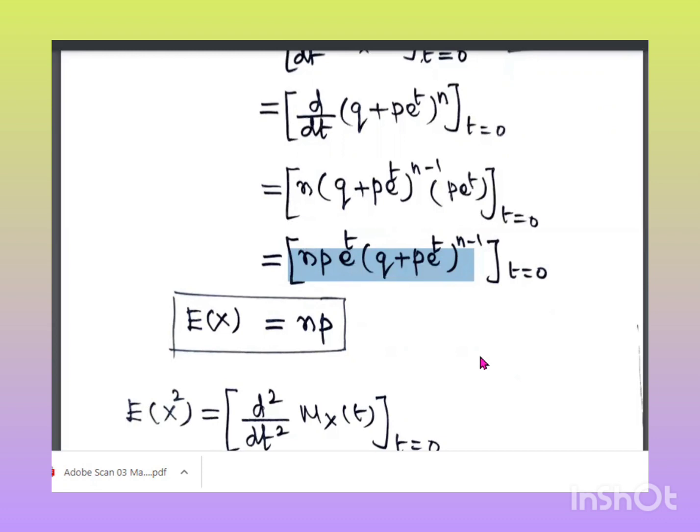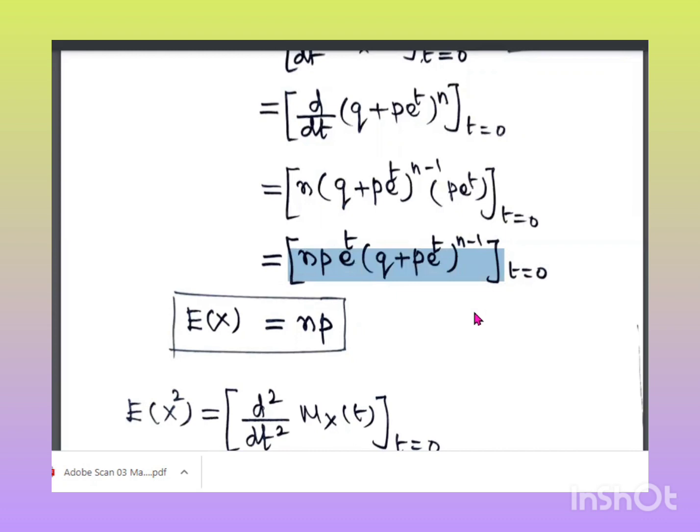So when we are going to find E of x square, how to find? Two times you have to differentiate the moment generating function. But one time we have differentiated here. So in finding E of x square, you have to use this value and differentiate this value one time. That is equal to two times differentiating the moment generating function. So at t equal to 0, here t is equal to 0, you have to apply e power 0. np e power 0 will be 1.